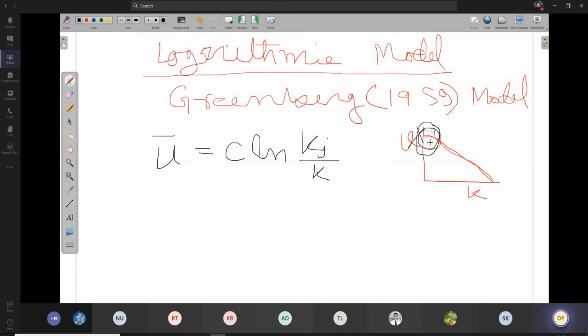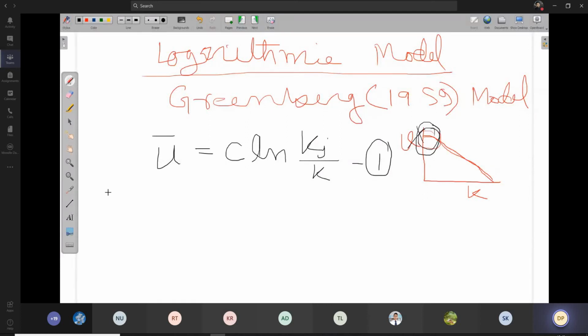So this is the relationship given by Greenberg: u bar, that is the average stream speed, is equal to c into ln kj by k, where k is the density at any point, kj is the jam density, and c is a constant that we can calculate. Let us see how to find this one. This is the defined model, let us say this is equation number 1. We will try to derive the value of c and find out the exact model proposed by Greenberg.